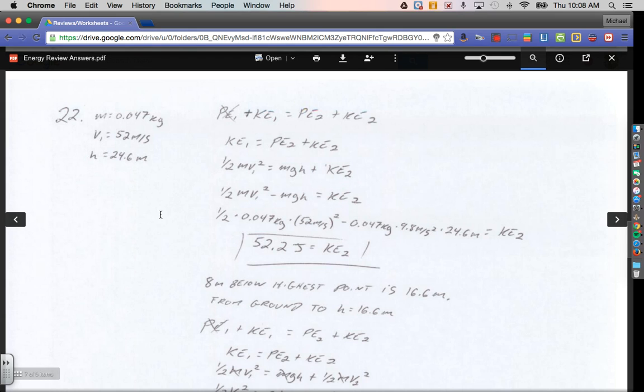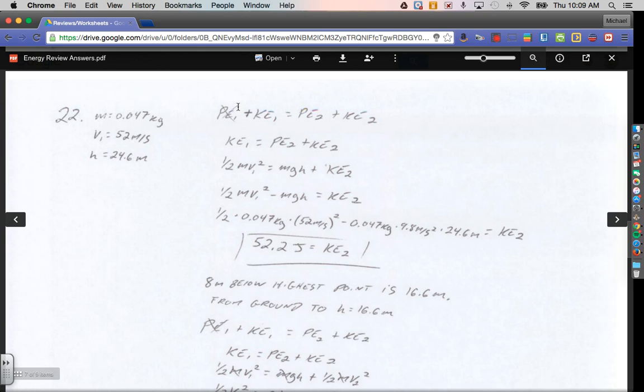Here's a look at number 22 from your energy review paper. A 0.047 kilogram golf ball is driven from the tee with an initial speed of 52 meters per second, and it rises to a height of 24.6 meters. We're going to ignore air resistance and determine the kinetic energy of the ball at its highest point, and we're also going to find the speed of the ball when it's 8 meters below that highest point.